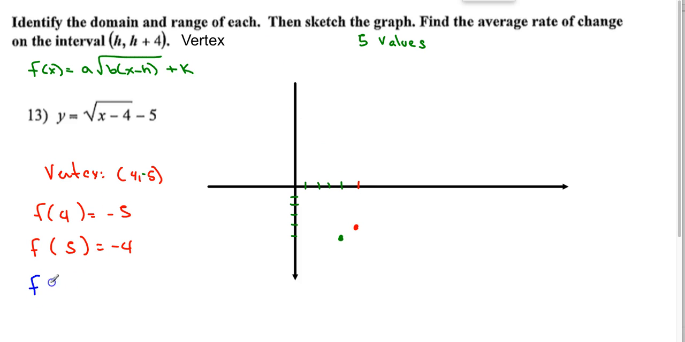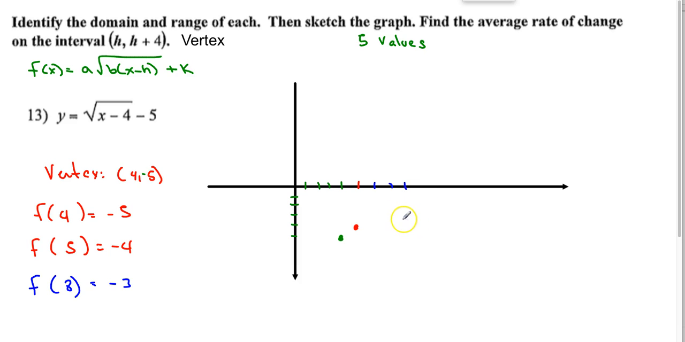Let's go one more. I got 0, I got 1, let me get a 4 in here. What can x be here? What's up for x? 8? Yeah, beautiful. 8. 8 minus 4 is 4. Square root of 4 is 2. 2 minus 5 is -3. So when x is 8, 1, 2, 3, 4, 5, 6, 7, 8.